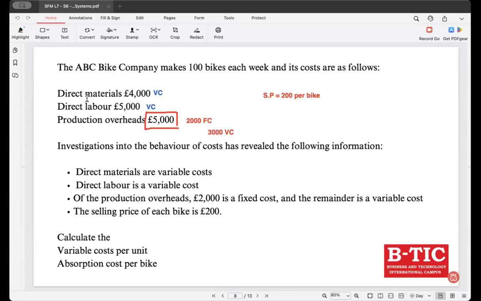And for those of you who forgot, how do you calculate absorption costing, or absorption cost per bike? You simply add all the costs to get the total cost. So absorption costing is equal to the total cost of the product. That is the absorption cost.